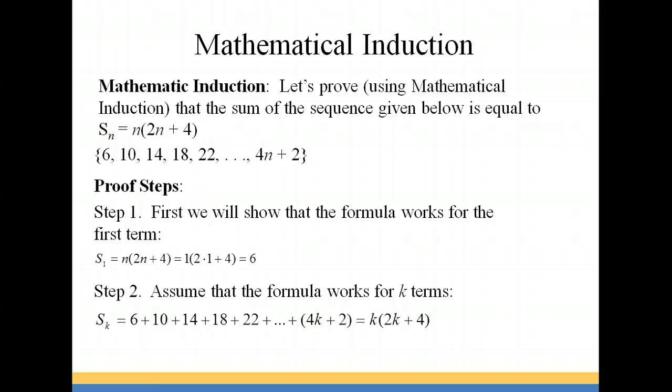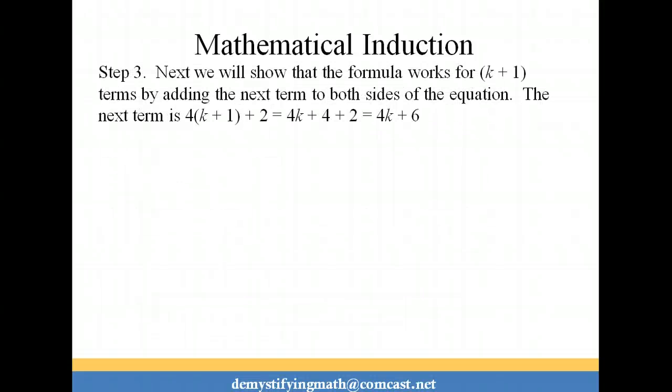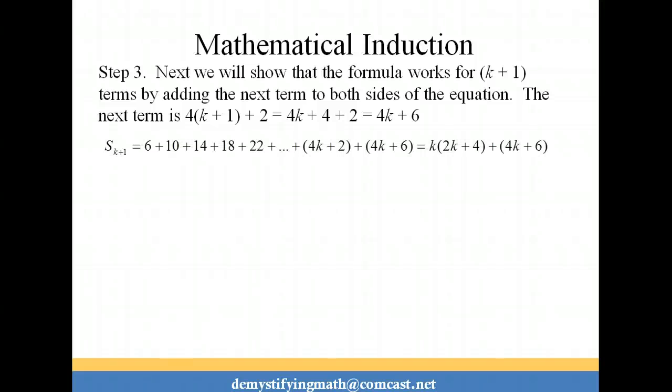Now what we want to do is show that it works for the next term after k. So the first thing that you need to do is to be able to figure out what is that k plus 1 term. So we're going to replace k with k plus 1 in the formula. So we have 4k plus 6 as our next term. So what we're going to do is add 4k plus 6 to both sides of the sum formula. Now the other way that we can do it is to replace k with k plus 1 in the sum formula.